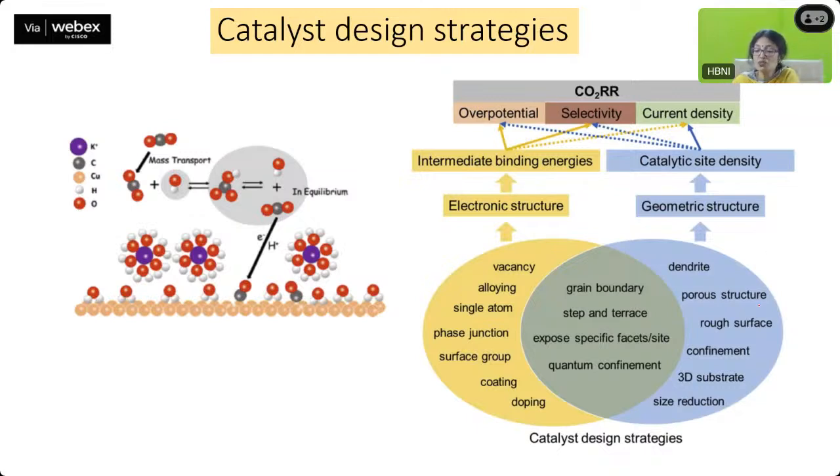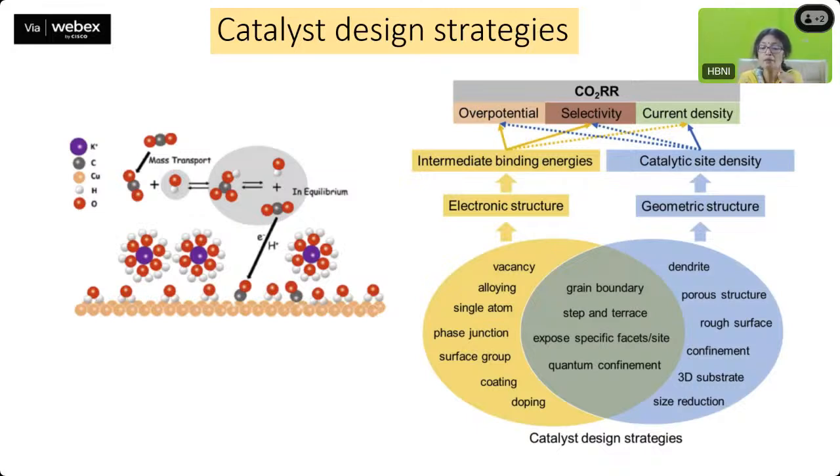You can form dendrites, you can form porous structures, you can have a rough surface to give you more surface area. You can do confinement, you can do it on a 3D substrate. Confinement means basically you are growing the material in a confined space. You can have a 3D substrate. You can do size reduction. So all this is going to, you can do a manipulation of your geometric structure.